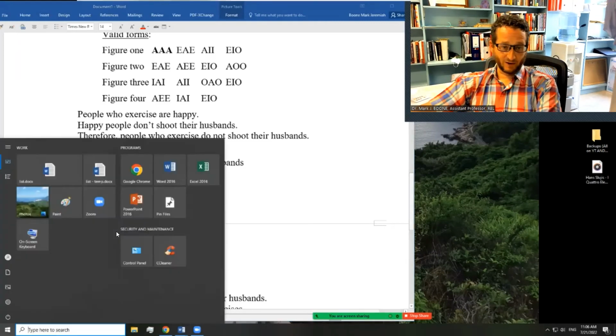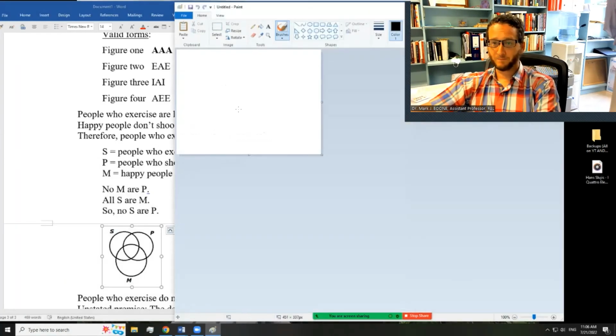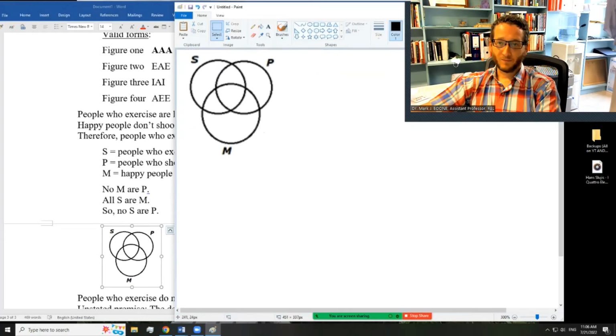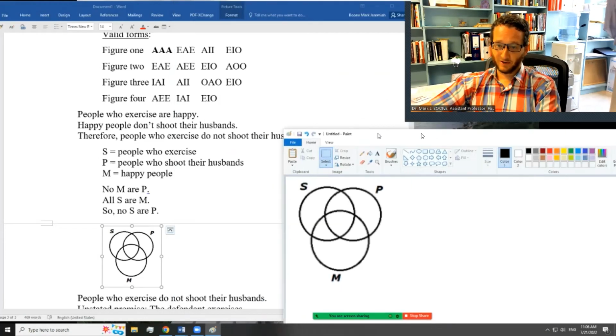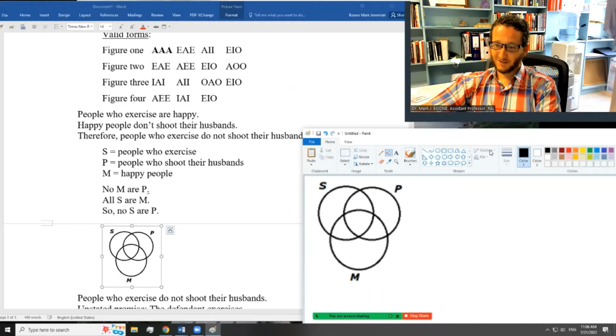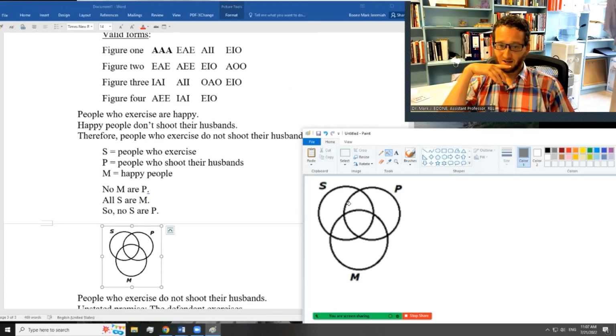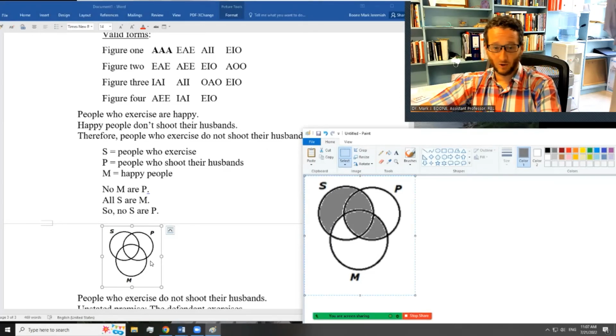And I do not know how to do that without going to a different program. So let's go to our old friend, Microsoft Paint. Such amazing technology here. All right, we're only going to shade things because we have only universal premises. So the premise, no M is P. We shade these regions to indicate there's nothing that's an M that's also a P. And all S is M, we shade these regions to indicate there's nothing that's an S but not an M. And that's the only Venn diagramming we need to do, but we still need to know how to work with it. So what do we find?